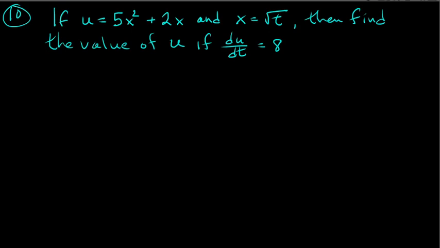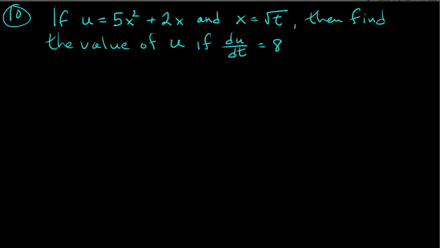Okay, so number 10 is not supposed to be a difficult one, but it's one that I think a lot of students do have some trouble with. If u is equal to 5x squared plus 2x, and x is equal to the square root of t, find the value of u when the derivative of u is equal to 8.